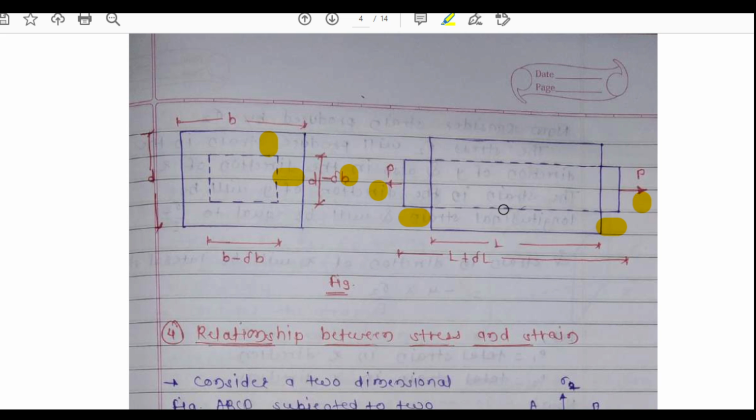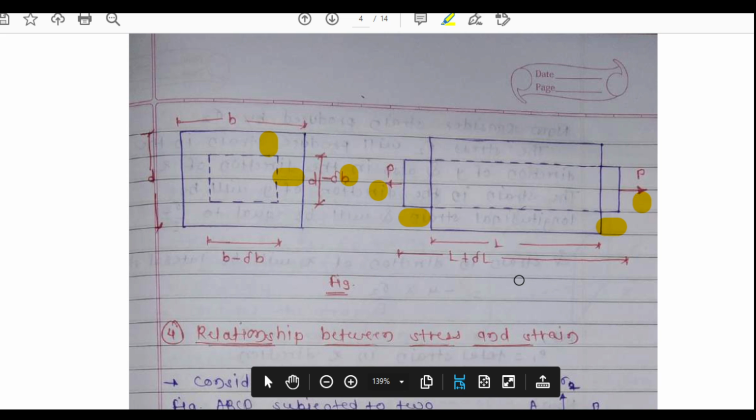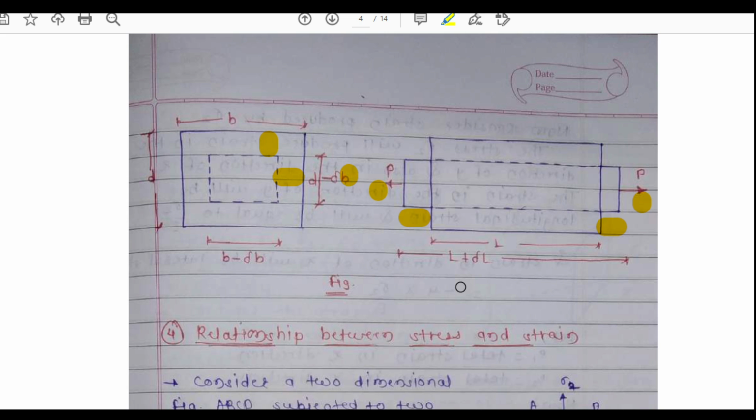Okay, in this case longitudinal strain will correspond to the length, and lateral strain corresponds to the breadth and depth, B and D. So longitudinal strain here will be delta L upon L, because the length is changing by delta L. And lateral strain here will be delta B by B and delta D by D.